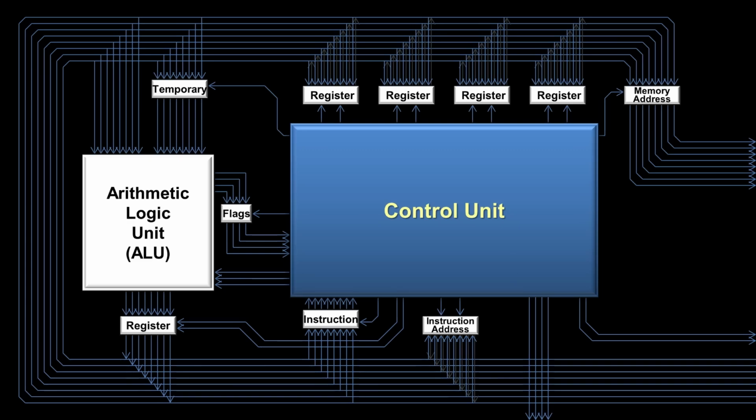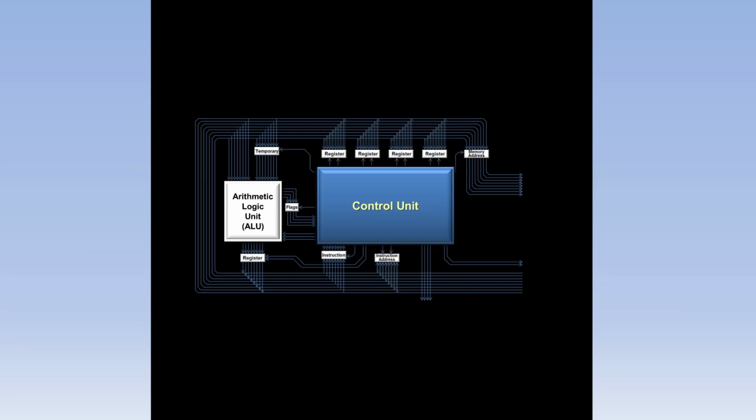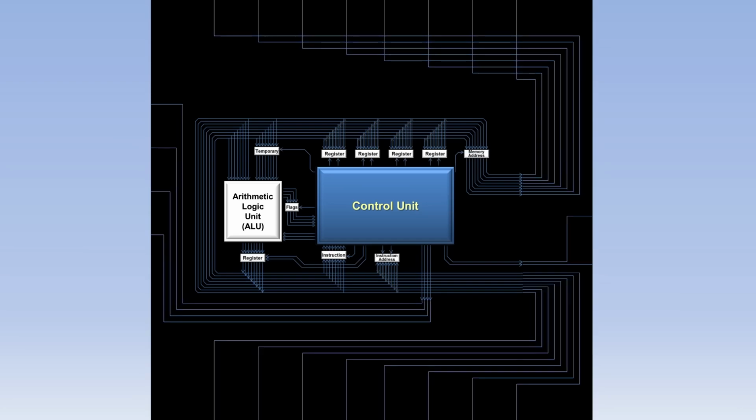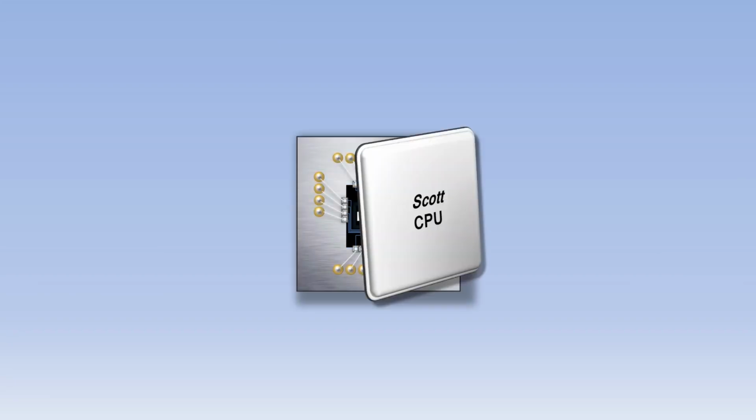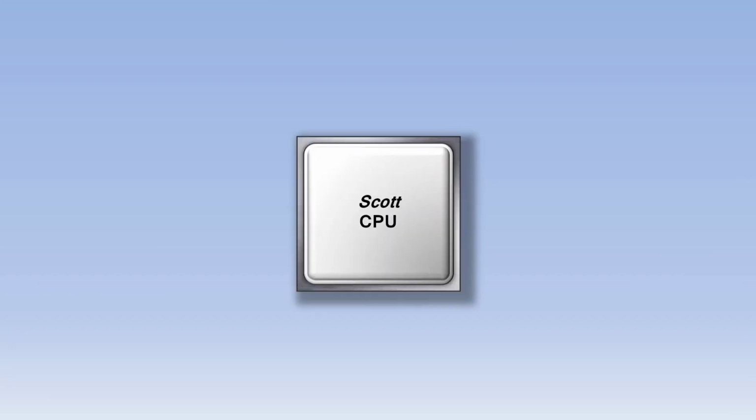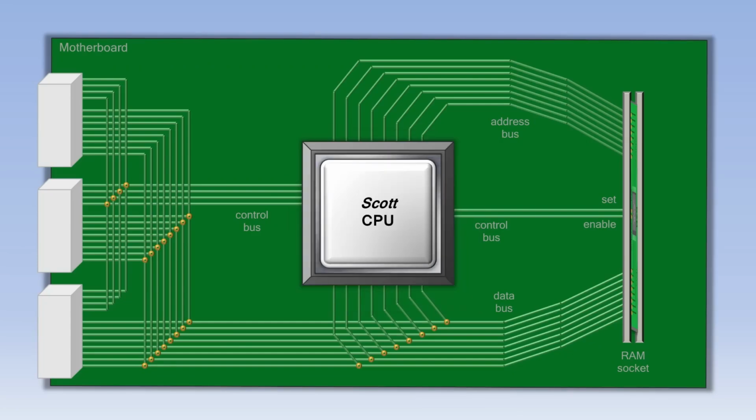So now let's zoom back out and we can see all the wires that run back out to the pins on the chip. On the right are the set RAM and enable RAM wires. On the top are the RAM address wires. On the bottom are the data wires that run to both RAM and the external devices. And on the left are the input-output control wires. So let's zoom back out to see the rest of the chip, and we'll put the cover back on the CPU and put it back in the motherboard.